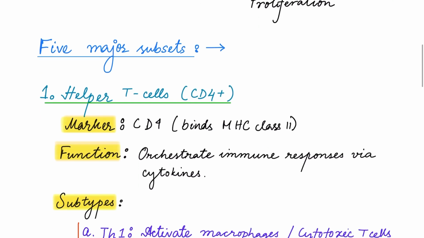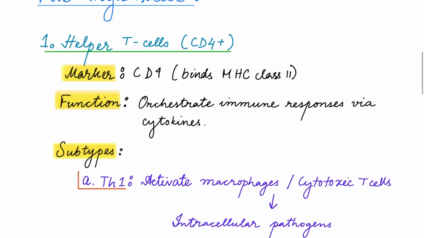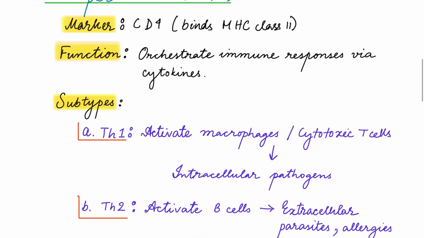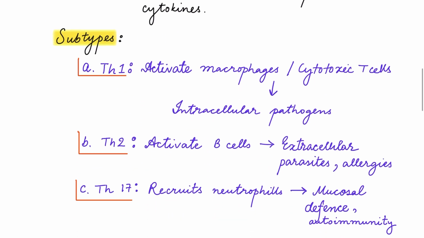Helper T cells are identified by the CD4 surface marker, which binds specifically to MHC class II molecules. Their primary role is to coordinate and regulate the immune response by releasing signaling molecules called cytokines. These cytokines activate and guide other immune cells such as B cells, macrophages, and cytotoxic T cells. Now, what are the subtypes of helper T cells and their specific functions?